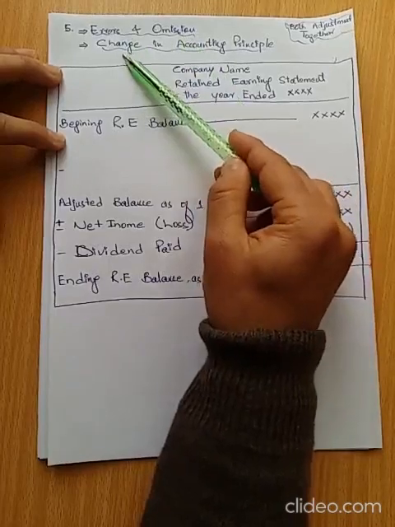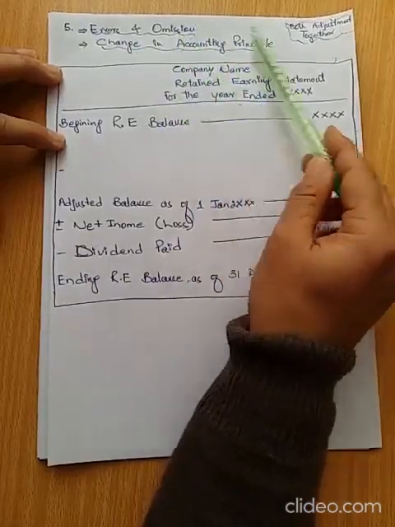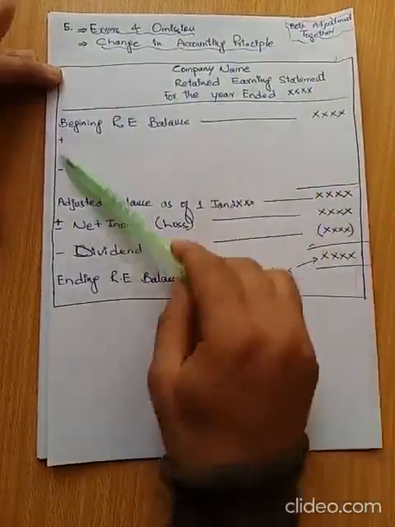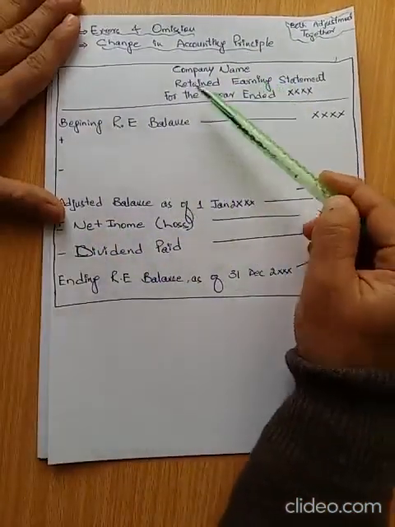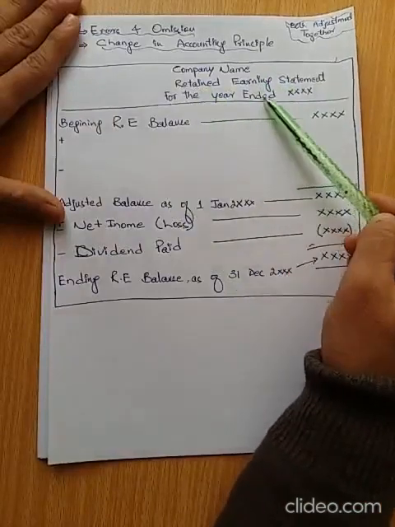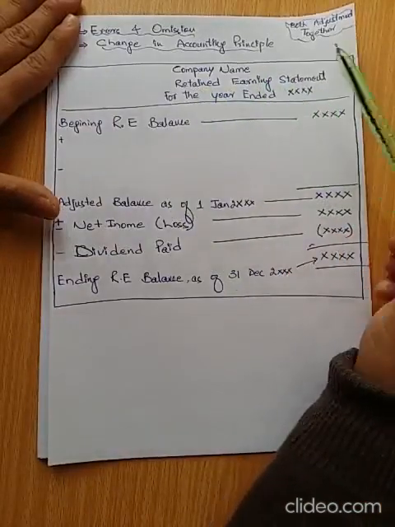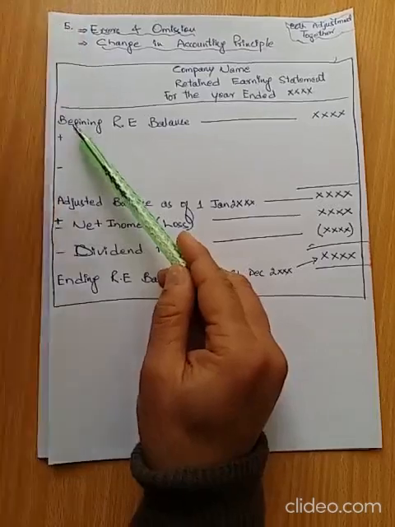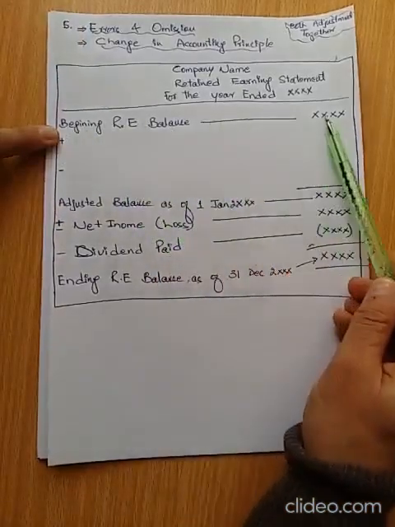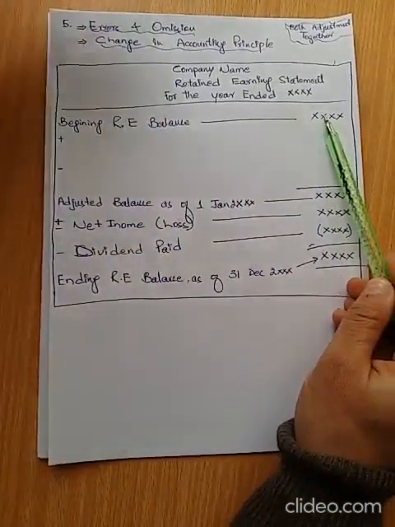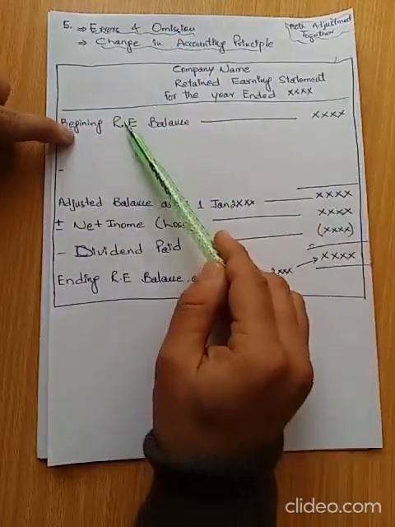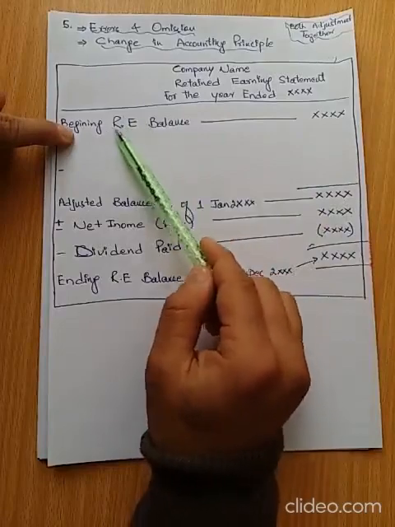And the next one, the last one, is change in accounting principles. So I'm going to adjust both of them together. Now you see here a sample of a retained earnings statement, where we write the name of the company, retained earnings statement, and for the period ended, like the year ended 2020, let's say. Then we always write the beginning retained earnings balance, whatever the retained earnings balance was, shifted from the previous year to this year. This will be the start of the year actually, 1st January.